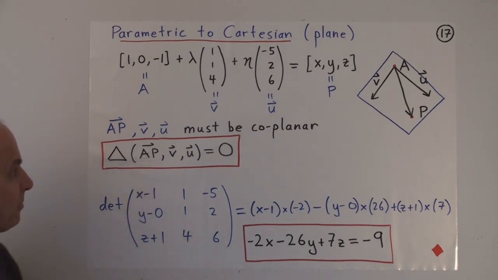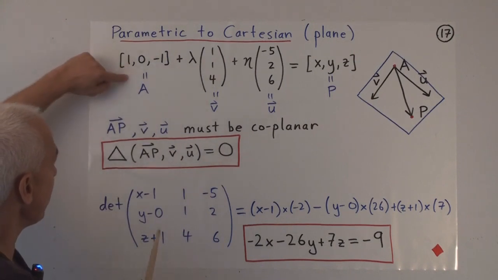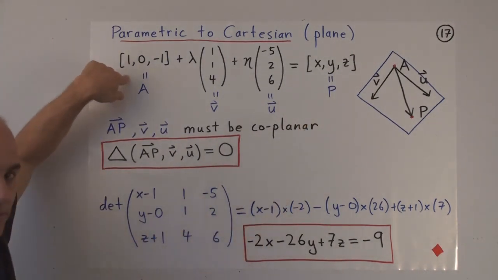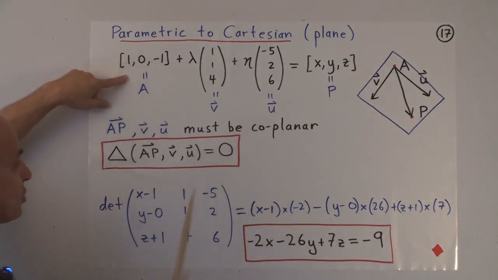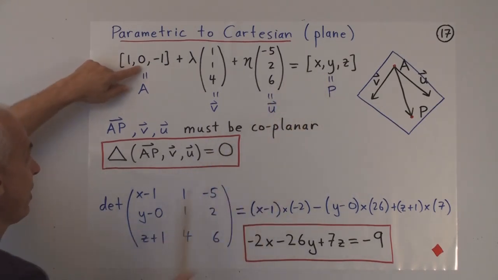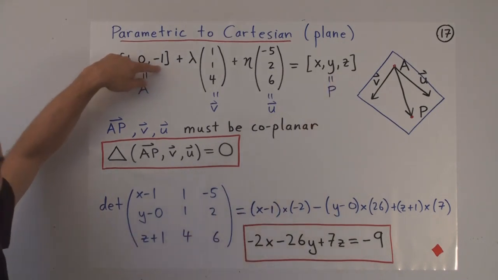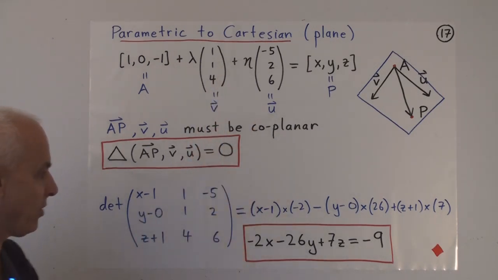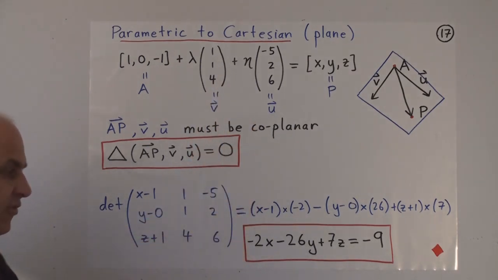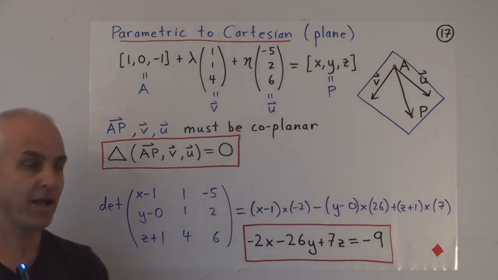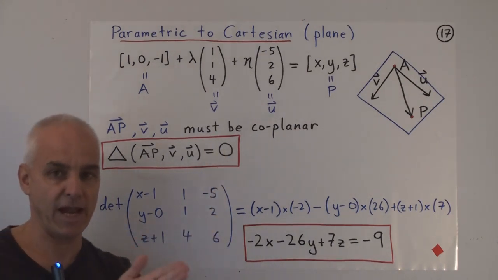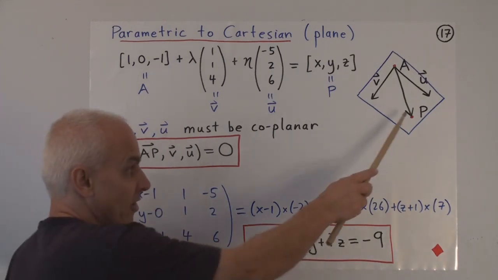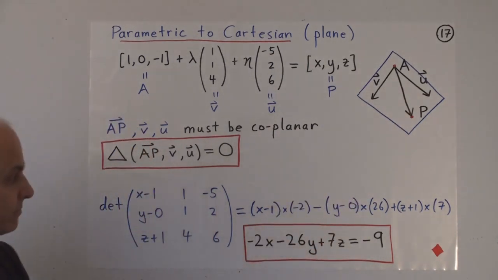So how do we calculate AP? The vector joining this point to this point. It's just the vector whose coordinates are x minus 1, y minus 0, and z minus -1. So there's the vector AP. And I've copied the vector v, and I've copied the vector u, and now I'm going to take the determinant of this thing and set it equal to 0. That's the condition of coplanarity. That will be the condition that tells us that P lies in this plane.